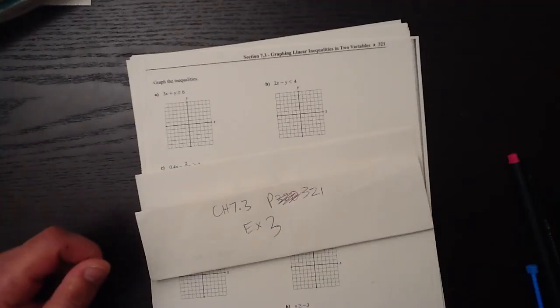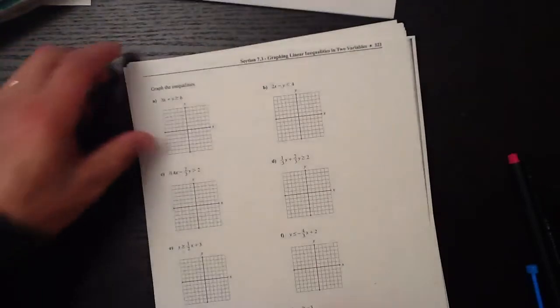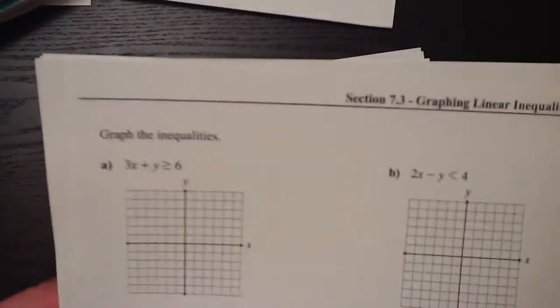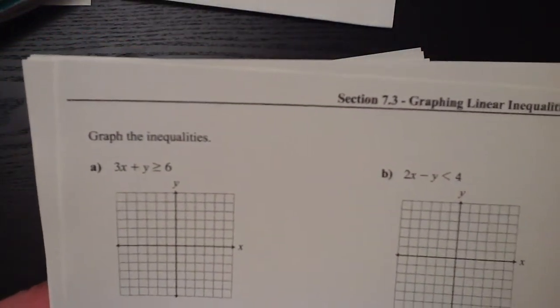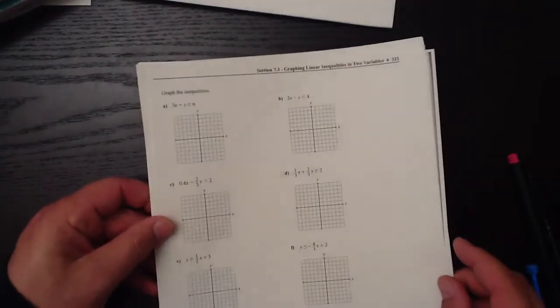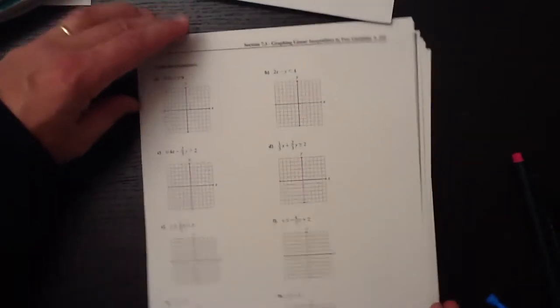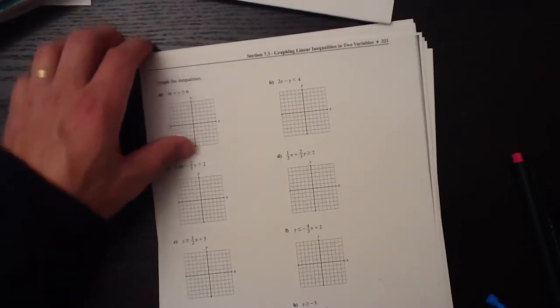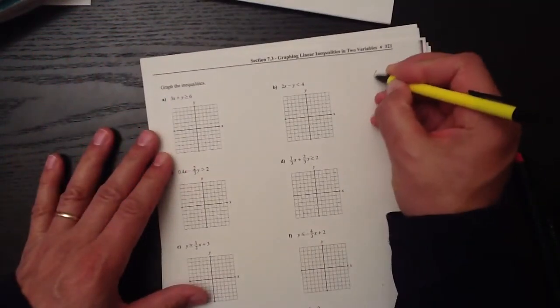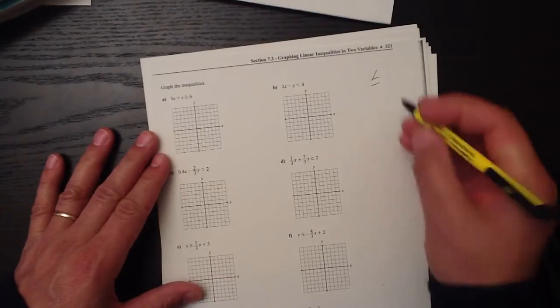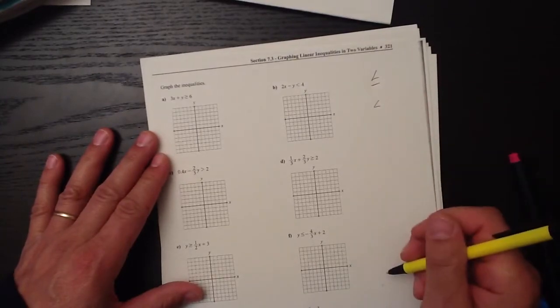Okay, chapter 7.3, page 321, exercise 3, it says graph the inequalities. The easiest way to graph the inequalities, of course, is to put it in y-intercept form where you can recognize the slope and the y-intercept. But the first thing you should probably do is ask yourself, do we have one of these less than or equal to type things, or is it just a less than?